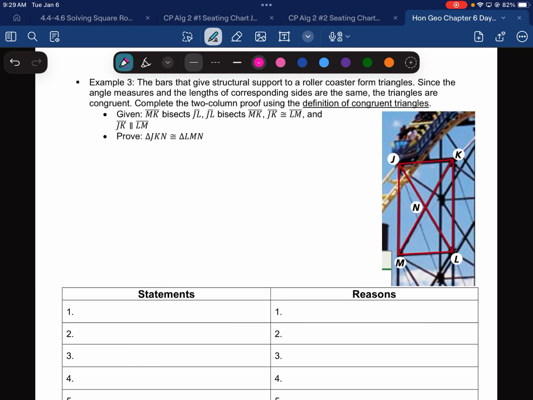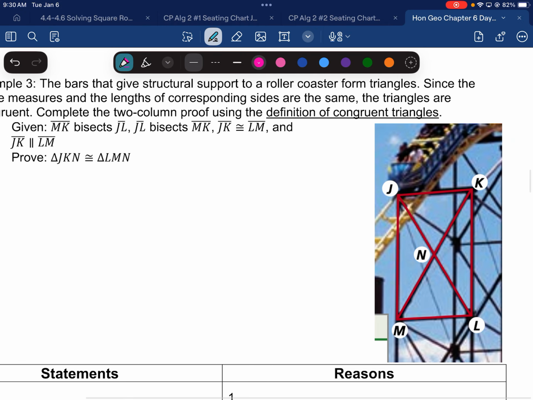All right. Stick with me on this. This one's a long one, and this picture is confusing. Okay? So the bars that give structural support to a roller coaster form triangles. Since the angle measures and the lengths of the corresponding sides are the same, the triangles are congruent. Okay? Now, how many triangles do you see in this picture? More than 2? But guess what? I'm only asking you to prove this.